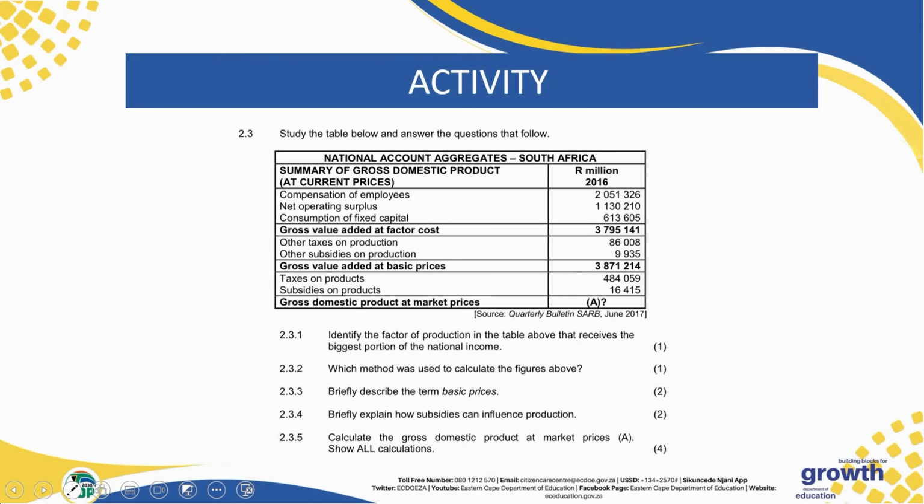The last question requires one to calculate. So if you are faced with these questions whereby you are required to calculate the gross domestic product at market prices, that is the value of A, I normally advise you guys to extract the table, extract whatever information that you will need in this particular table to give you the final response. Make sure that the taxes are added, make sure that the subsidies are subtracted.